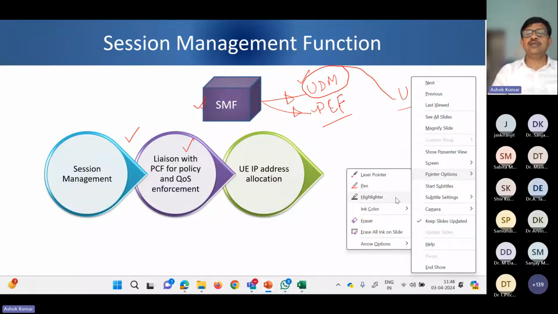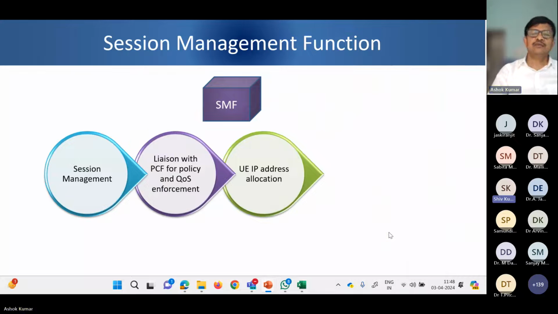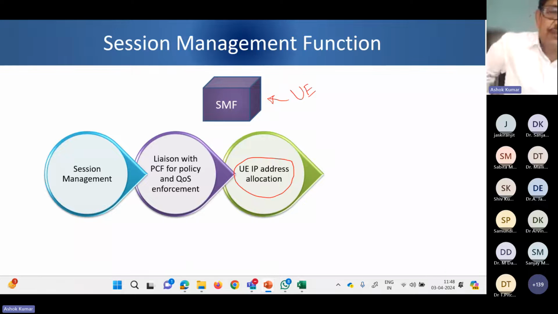Okay. Now the other function of SMF is providing the IP address. So allocation of IP address to user equipment is done by, please remember this because this will also be there in your quizzes, SMF. But do you think that SMF has to provide an IP address in all cases? Yes or no? Do you think that for every UE, SMF has to provide an IP address?